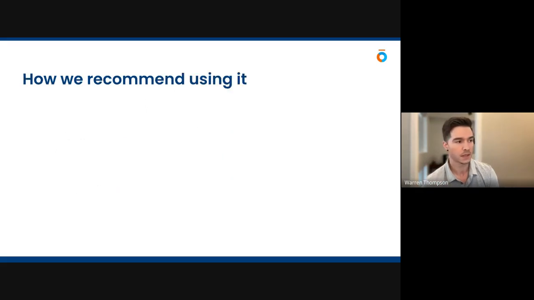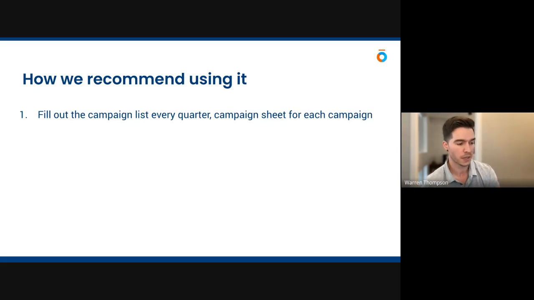So it's just a single view. So we recommend using it by filling it out. And sorry, this will make more sense when I show you the campaign planner. We've got a list at the beginning, so you can list out all your campaigns, and then we've got one campaign sheet for each campaign. So we recommend doing the list every quarter, probably. So you're looking 3 months ahead.